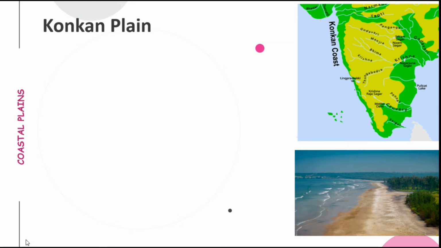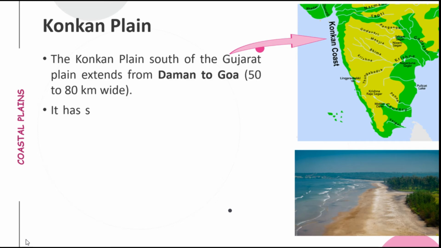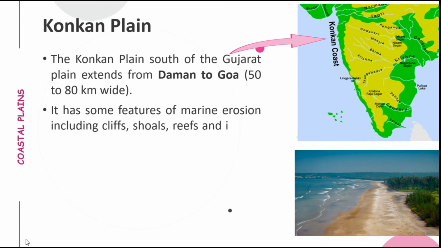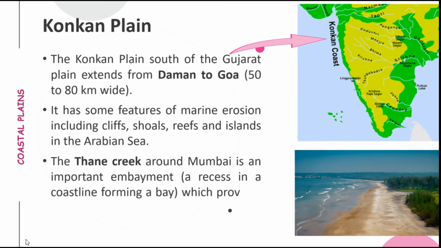To the south of the Kach and Kathiawar Peninsula lies the Konkan Plain, the second division of the western coastal plain. The Konkan Plain lies to the south of the Gujarat Plain and extends from Daman to Goa. It has some features of marine erosion, including cliffs, shoals, reefs, and islands in the Arabian Sea. The Thane Creek around Mumbai is an important embayment. Embayment is a recess in the coastline forming a bay, and which provides an excellent natural harbour.